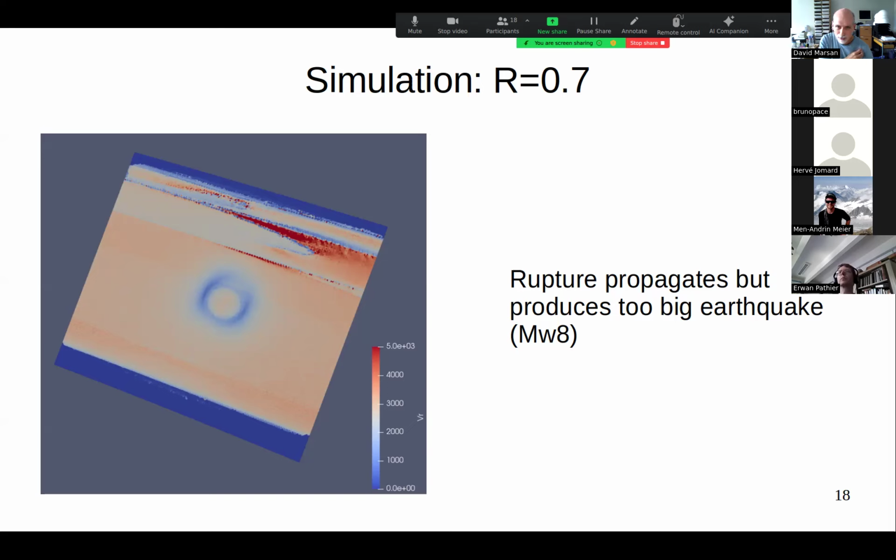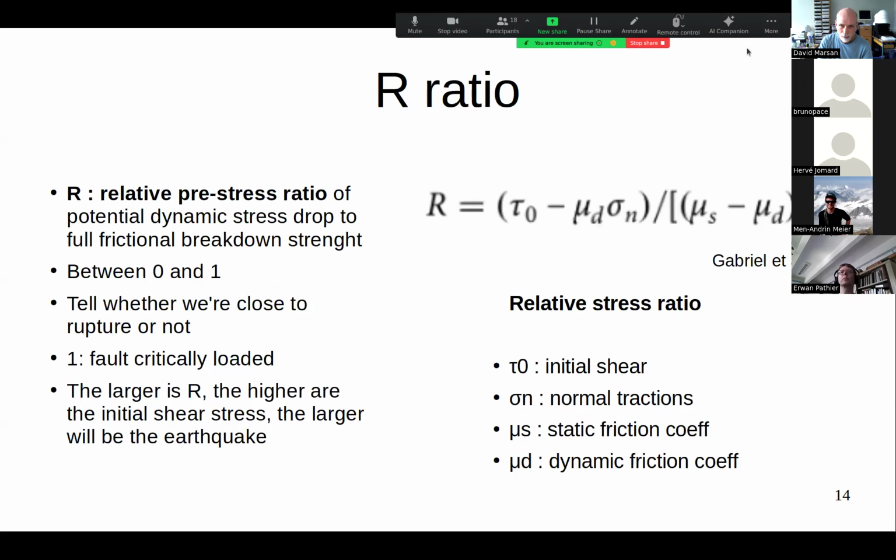Nolwenn, can I stop you? Can you remind us again what R is exactly? So R is the relative prestress ratio. It's between 0 and 1, and 1 is when the fault is critically loaded. So at 0.7, the fault is really loaded. The larger R is, the higher the initial shear stress, because the denominator is basically the stress drop.